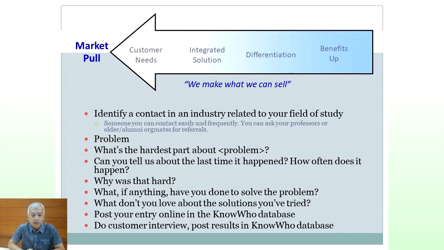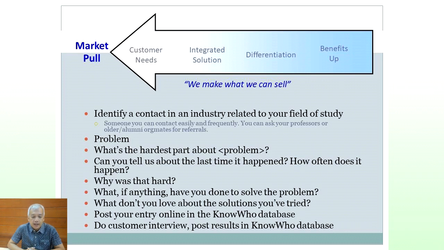When you identify that person from industry, we ask them the following guide questions. Number one is to identify a problem or challenge area from that company. The next question is about the intensity of the problem. Why was it hard? Why is that problem difficult for them to address? And then the next part is frequency. How often does it happen? When was the last time that it happened?